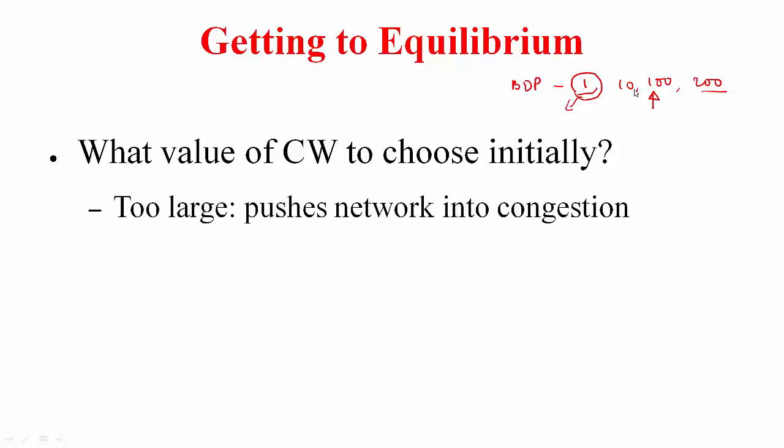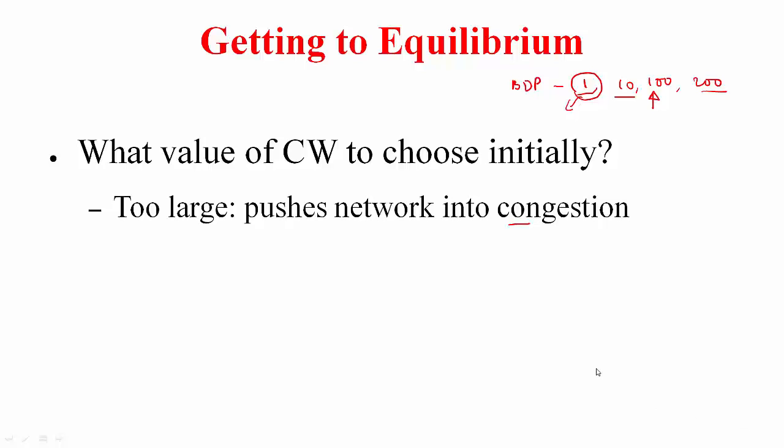Suppose your bandwidth delay product is only 10 and now everyone is going to start with a value of 100. What are you going to do? You're going to push the network into congestion at the very beginning. As I have mentioned earlier, it is very easy to cause traffic jams. It is very easy to drive a network into congestion, but getting out of it is going to take a lot of time. This is definitely not a good practice.